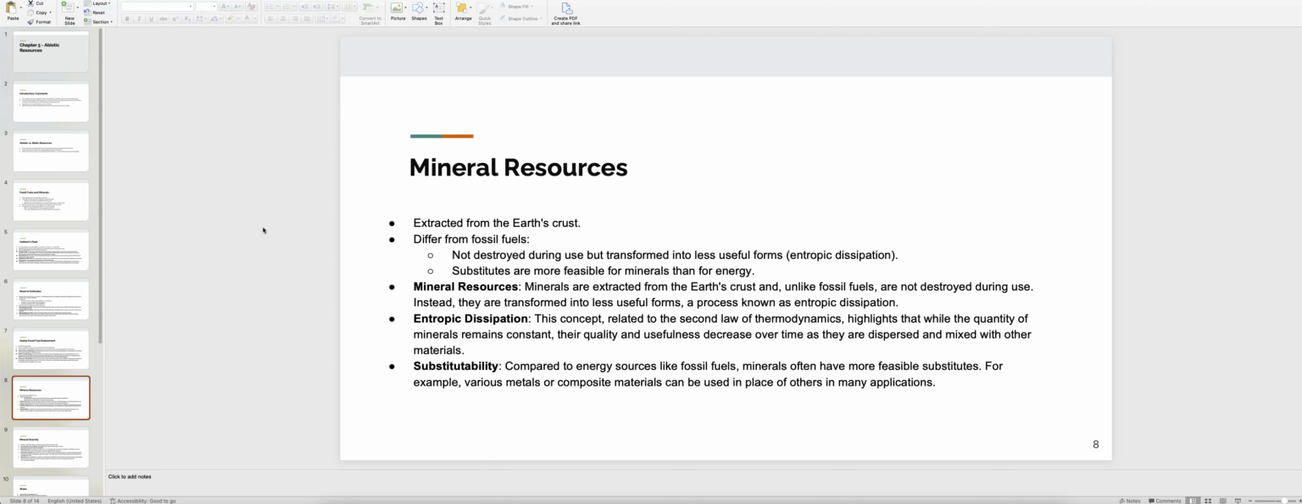We're instead engaged in this process called entropic dissipation. So what is entropic dissipation? That what we're seeing here is that as we extract more and more of these mineral resources, the quality of that resource is becoming degraded. So the quantity might not be changing, but the quality is.